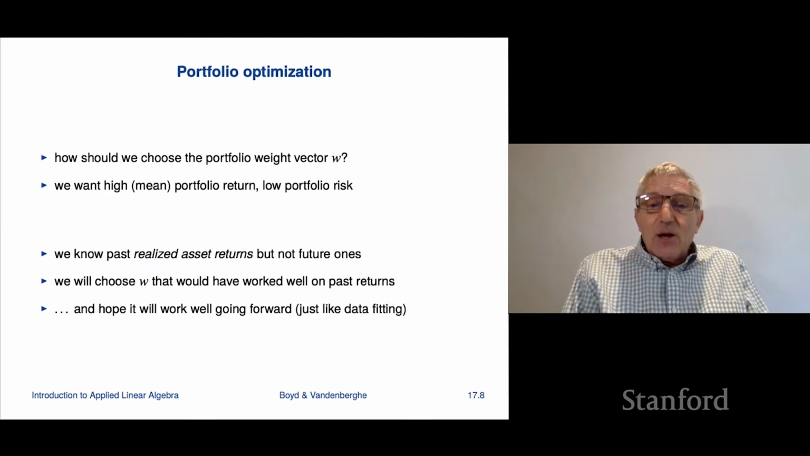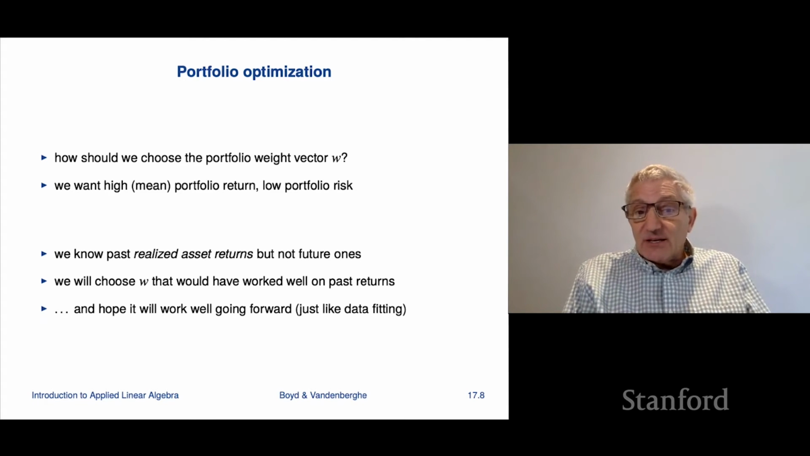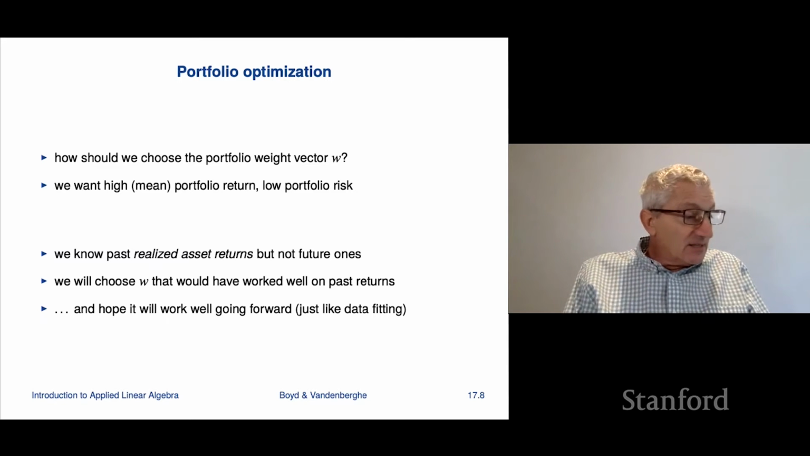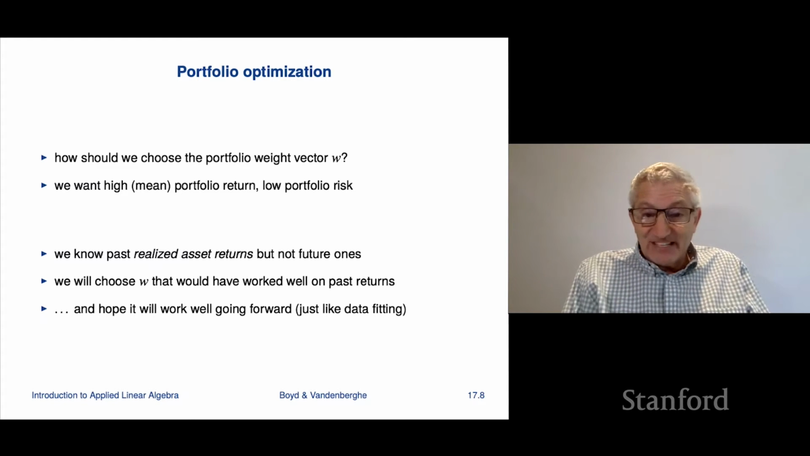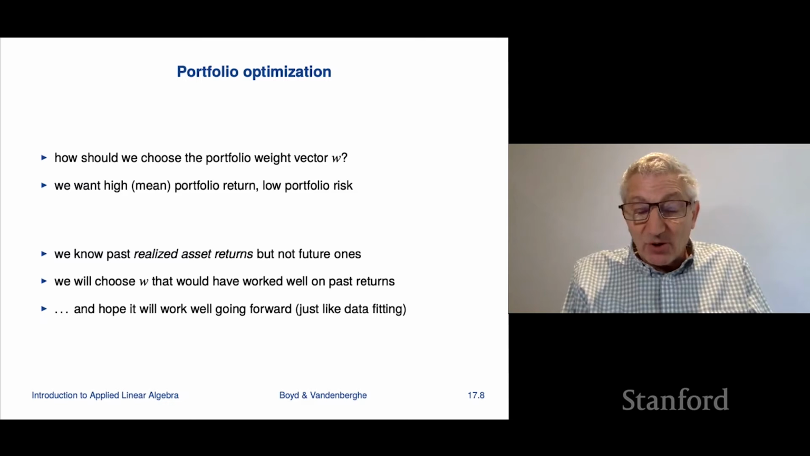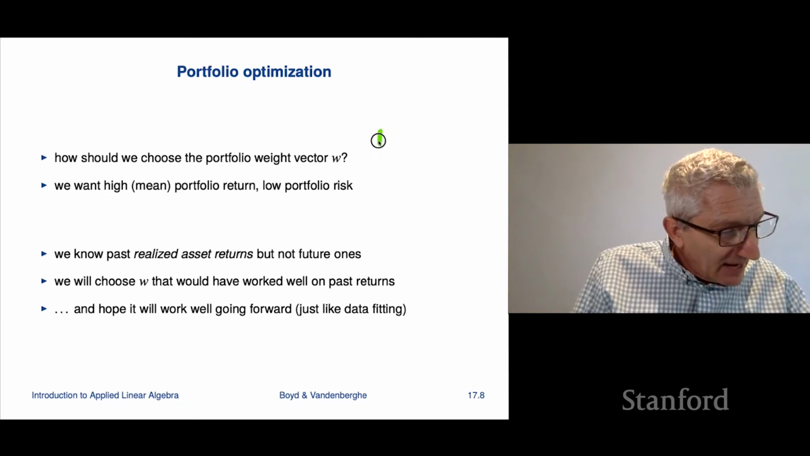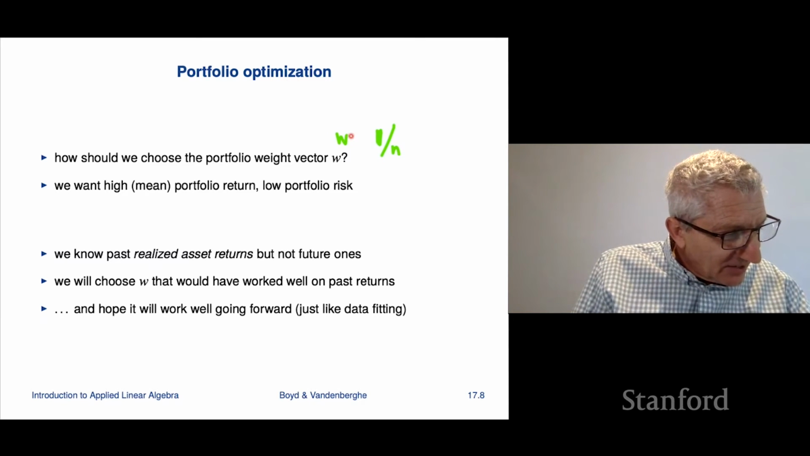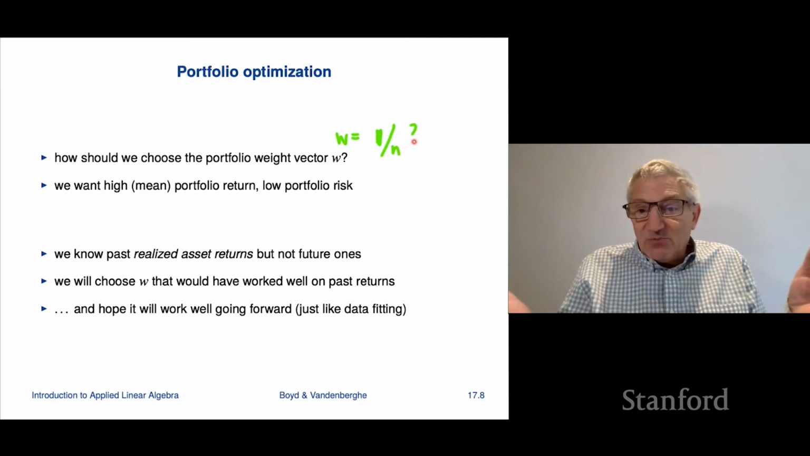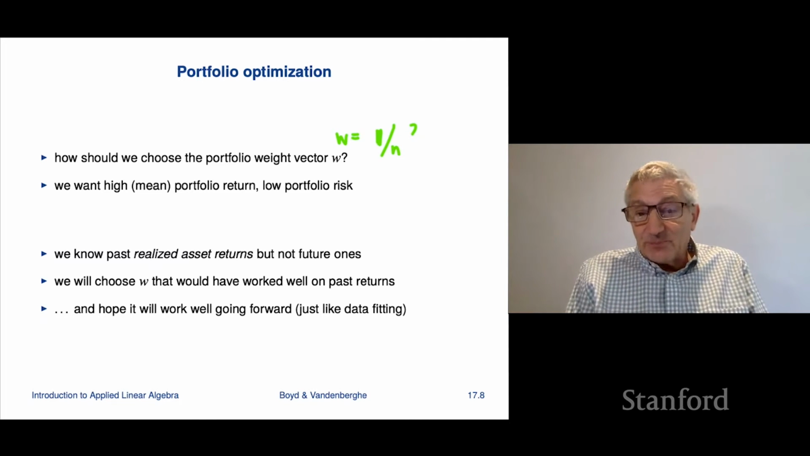Okay, that's all the preliminaries, and we now come to the main question here, which is how should we choose the weights? Should we just make it uniform? That's the 1 over n portfolio, or written in math, it's W equals 1 over n. What should W be?